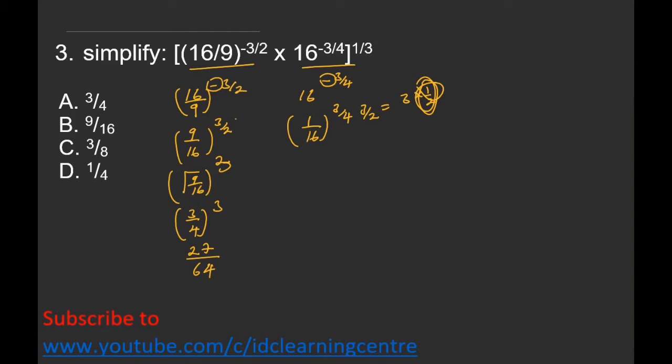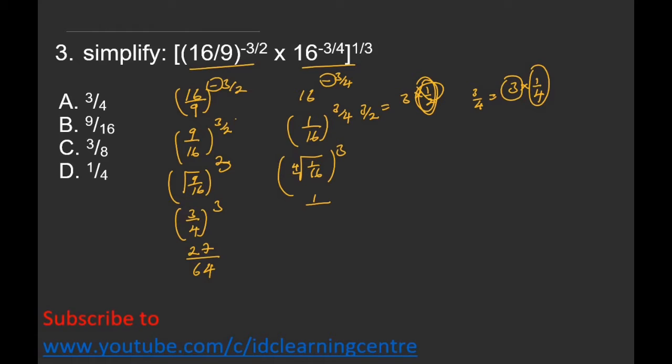Now, a number raised to the power of 3 over 4 is the same as 3 times 1 over 4, and the number raised to the power of 1 over 4 is the fourth root of it. So this will mean that we have the fourth root of 1 over 16, but still raised to the power of 3, the other 3.